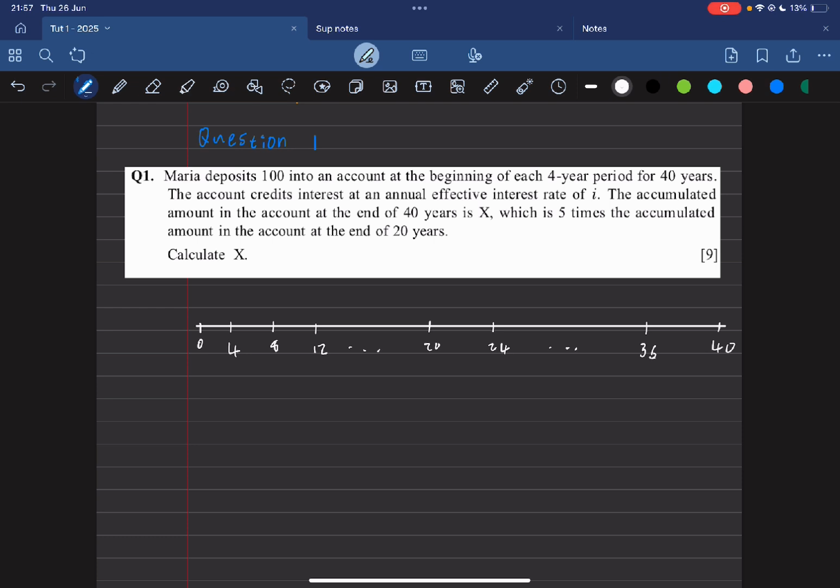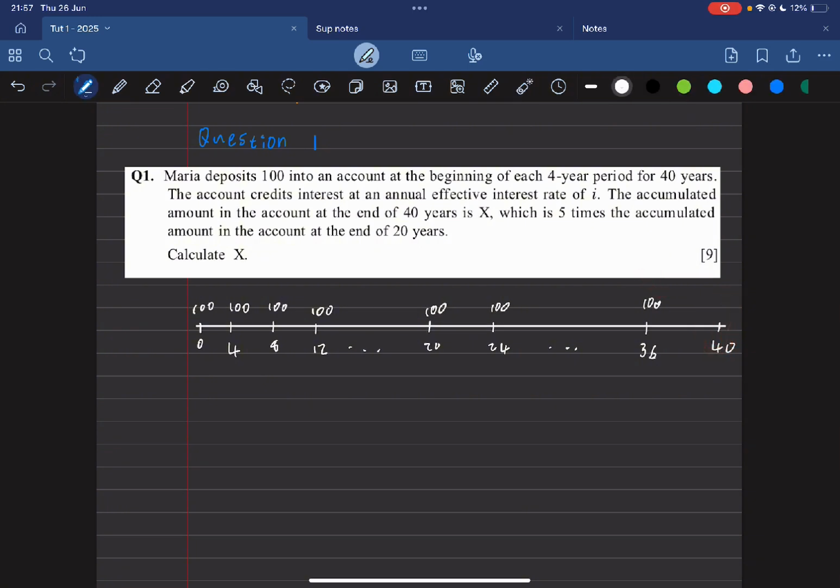So she deposits 100 into the account at the beginning of each 4-year period. So she's going to deposit 100 here, 100 here, 100, 100, 100, 100, 100. And this will be the last time she deposits because she deposits at the beginning. So she won't deposit here.